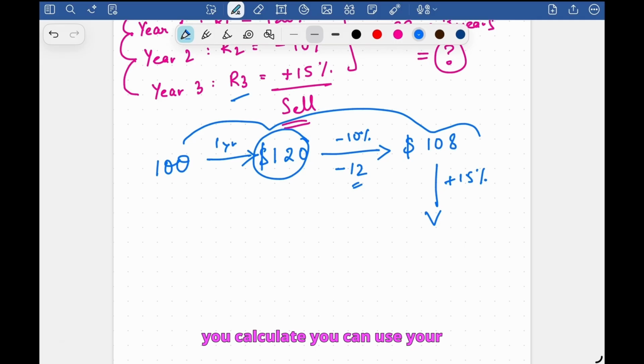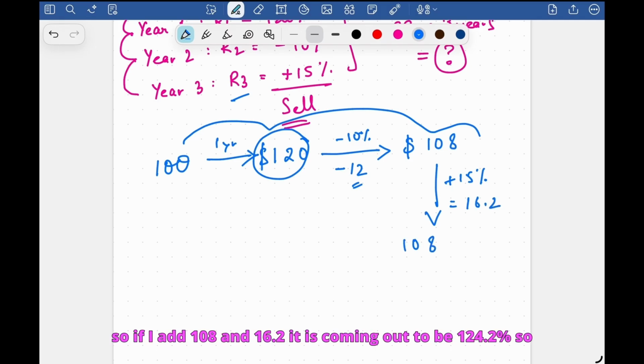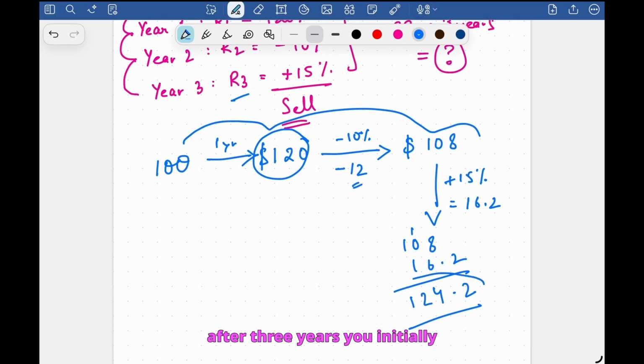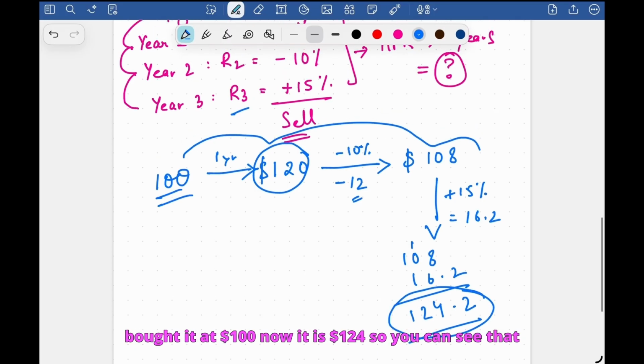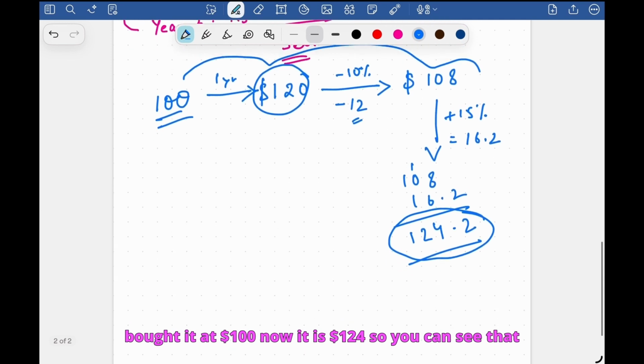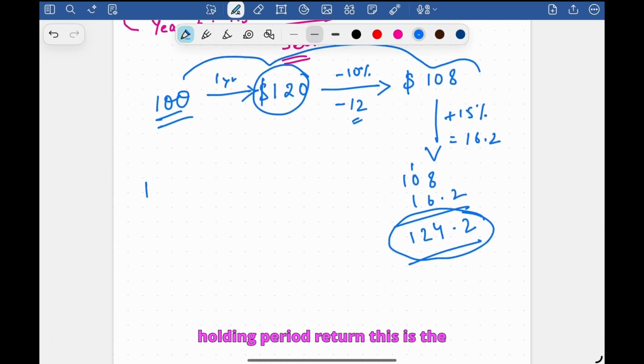So if you calculate, you can use your calculator. If you use 108 multiplied by 15%, the value is coming out to be 16.2. So if I add 108 and 16.2, it is coming out to be 124.2. So after 3 years, you initially bought it at $100, now it is $124.2. So you can see that the holding period return, this is the end result.